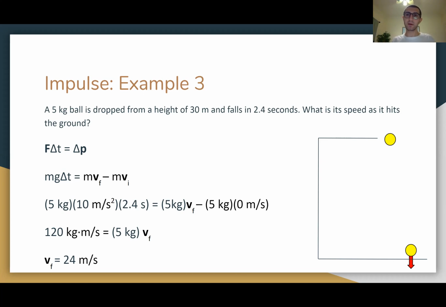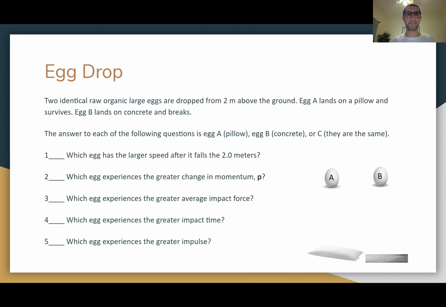Now, the very last thing for this lesson is the egg drop. So 2 identical raw organic large eggs are dropped from 2 meters above the ground. Egg A lands on a pillow and survives, and egg B lands on the concrete and breaks. So answer the questions on the notes page: egg A is the pillow, egg B is the concrete, or C, the 2 are the same. Pause the video, take some time to do this problem, and we'll come back and explain the answers.